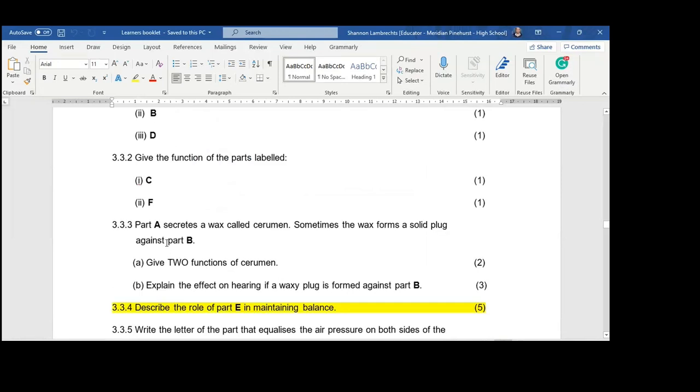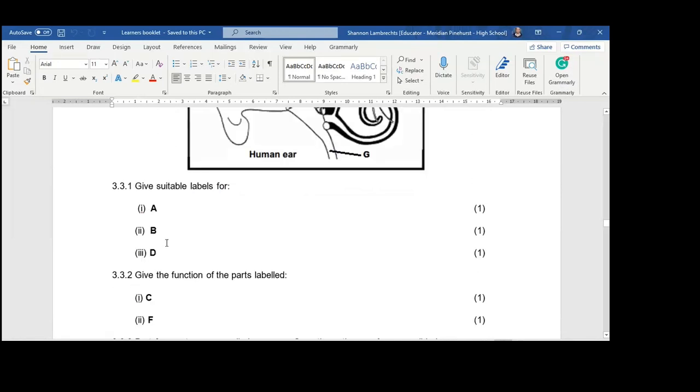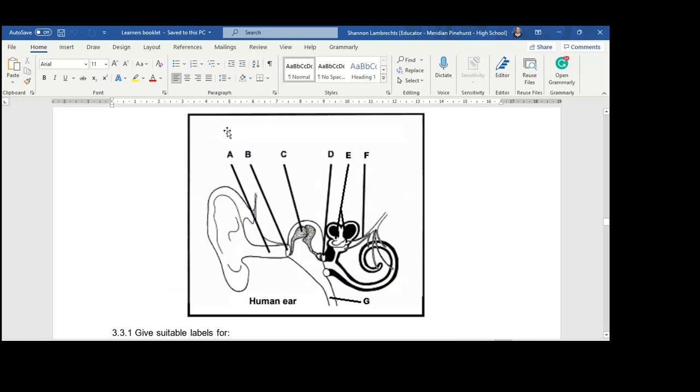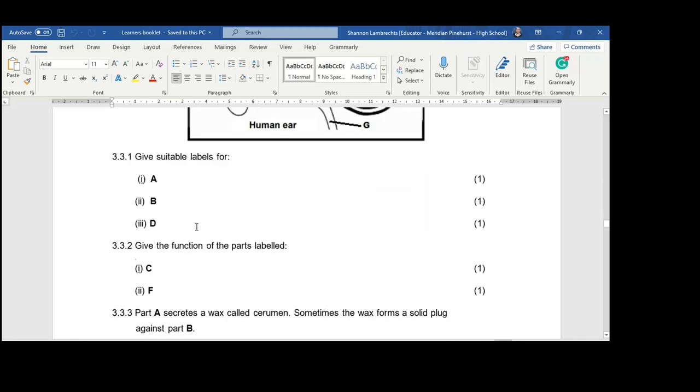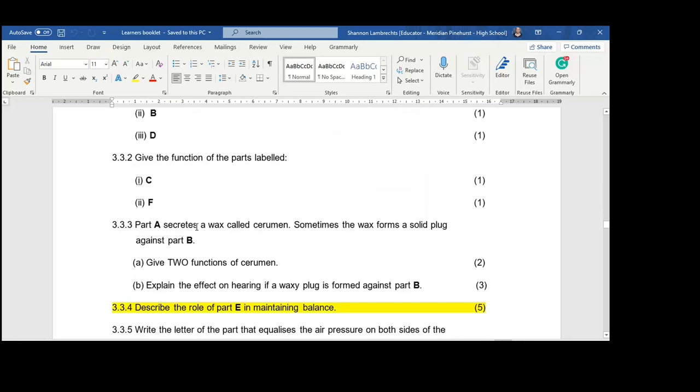3.3.3 speaks about earwax. So if I look at the ear, here's your diagram of the ear. 3.3.3 says part A secretes earwax called cerumen. So that's the scientific name of the earwax. And we know that the wax sometimes forms a solid plug against part B.